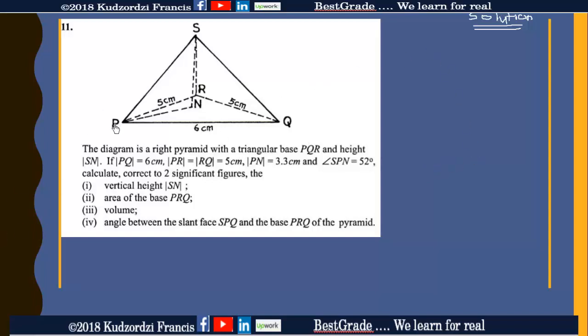Question 11. The diagram is a right pyramid with a triangular base, PQR, and height SN. PQ is 6 centimeters, and these are 5 centimeters and are equal. Then we have PN, which is 3.3 centimeters. The angle SPN, this angle over here, is 52 degrees. Calculate, correct to two significant figures, the vertical height SN. So we are finding this height over here.